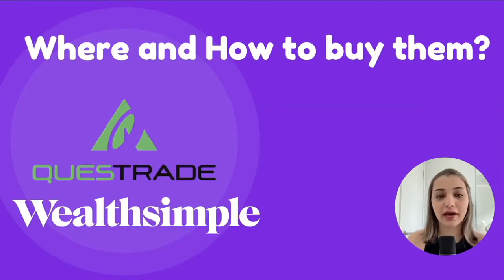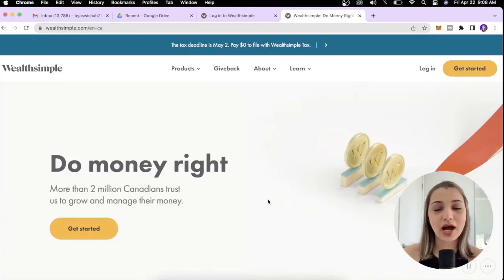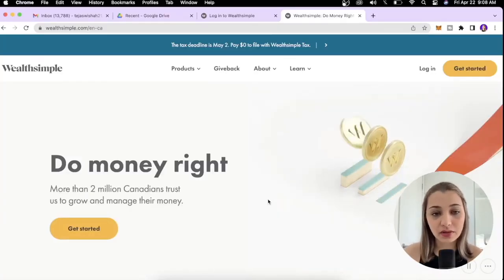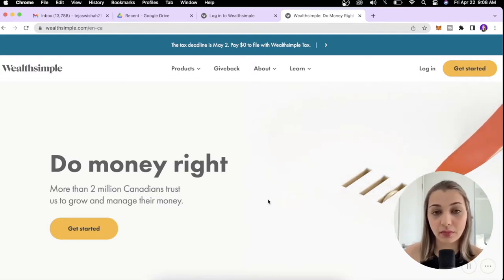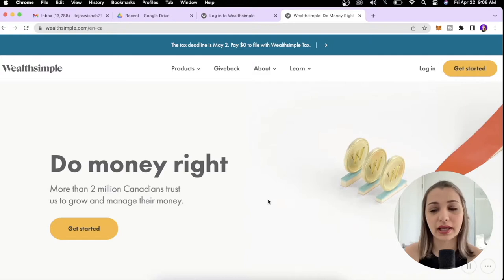As of now, there are two platforms that you can check out if you want to purchase a cryptocurrency ETF. The first one is Questrade, and the second one, which is my personal favorite, is Wealthsimple Trade. For this tutorial, I'm going to show you how to purchase an ETF using Wealthsimple. Wealthsimple is one of my favorite platforms in Canada because it is very easy to use. They have the lowest fees, so I really like that about it.